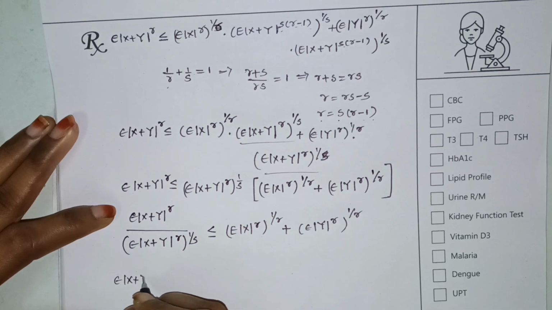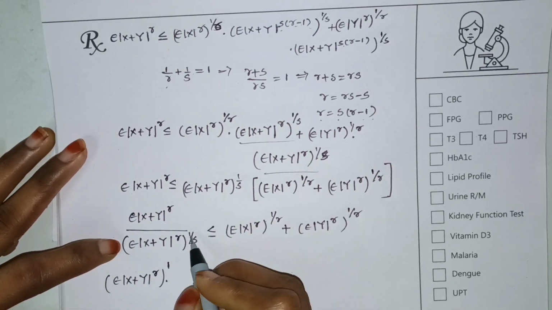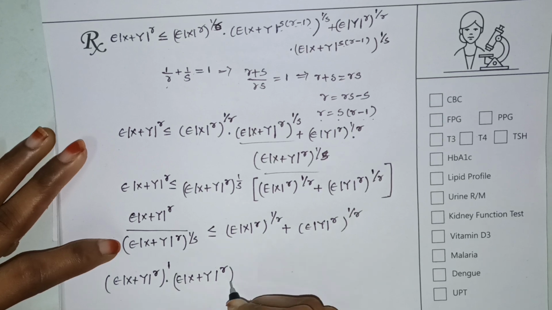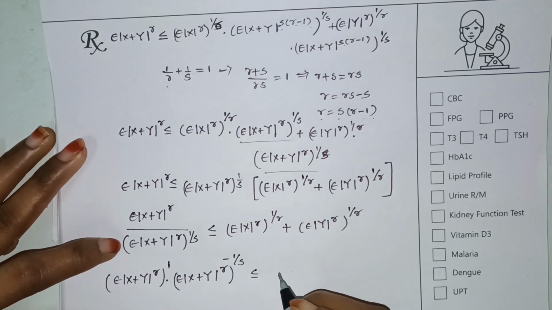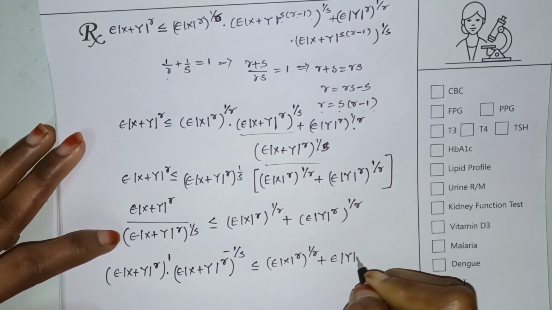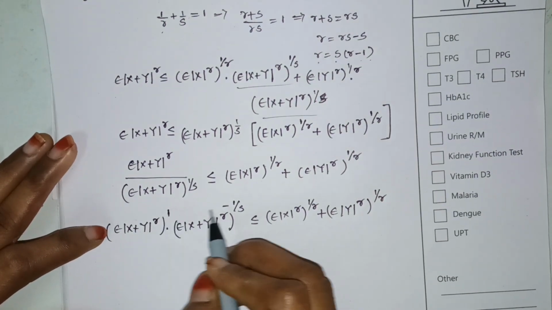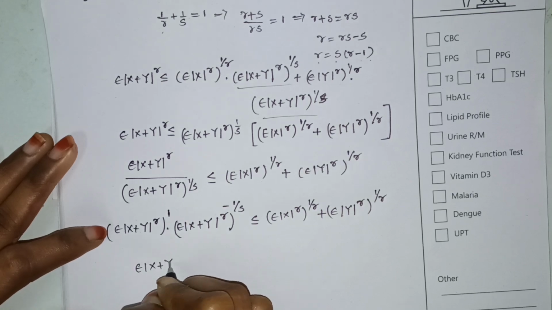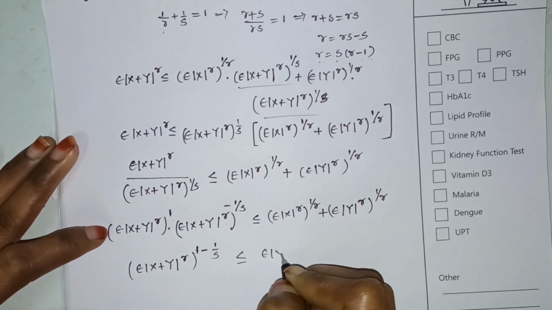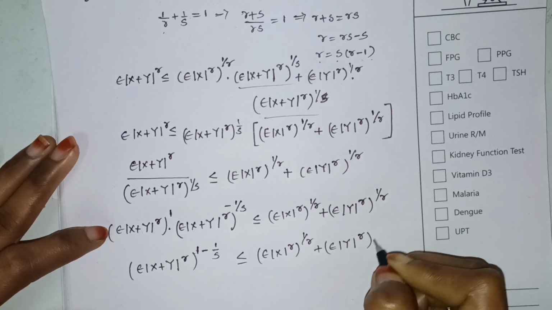Now see here, if I take this term to the upside, then it will become minus 1 by s, which is nothing but expectation of mod x plus y to the power of r whole to the power of minus 1 by s, less than or equal to expectation of mod x to the power of r whole to the power of 1 by r plus expectation of mod y to the power of r whole to the power of 1 by r. So here the bases are same, so we add the powers. Therefore expectation of mod x plus y whole to the power of r, 1 minus 1 by s, is less than or equal to expectation of mod x to the power of r whole to the power of 1 by r plus expectation of mod y to the power of r whole to the power of 1 by r.